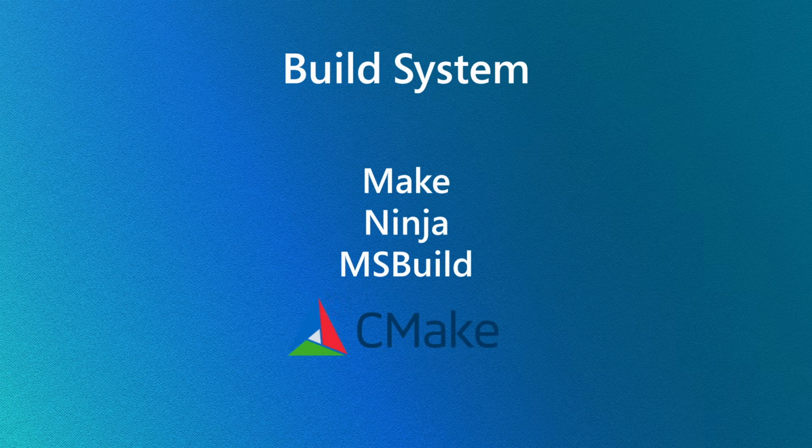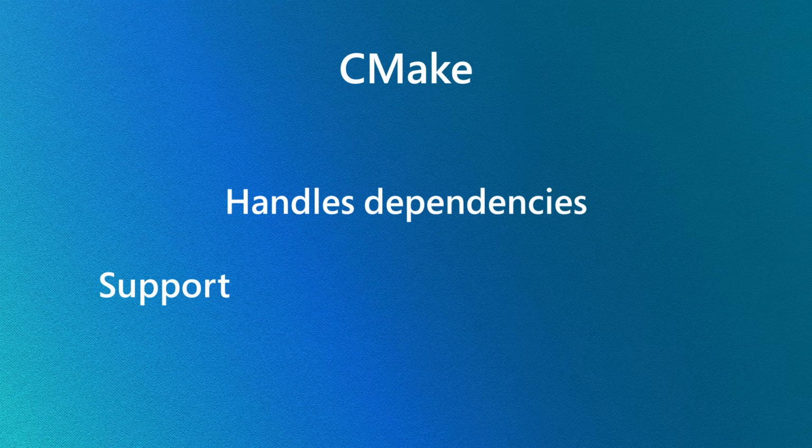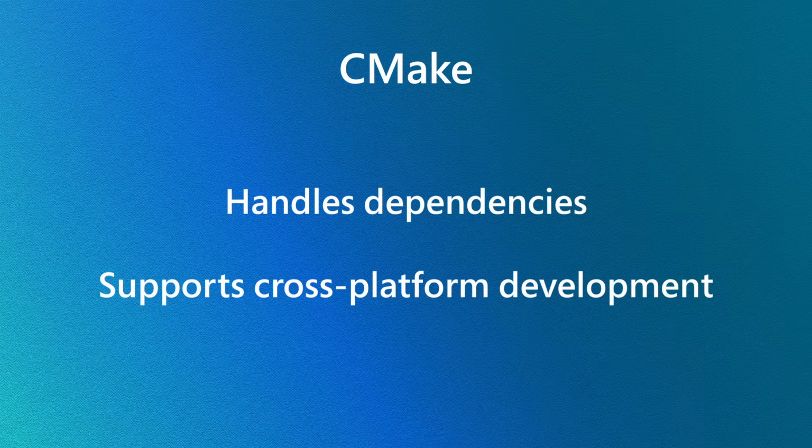So examples of build systems include Make, Ninja, MS-Build, CMake, which is a meta build system that actually lets you create any of these other build systems from the same file. And CMake is a really popular choice in the C++ community and has first-class support in VS Code. It's managed by Kitware, and it offers a lot of powerful features for managing large projects, handling dependencies, and supporting cross-platform development. Let's take a closer look at CMake.